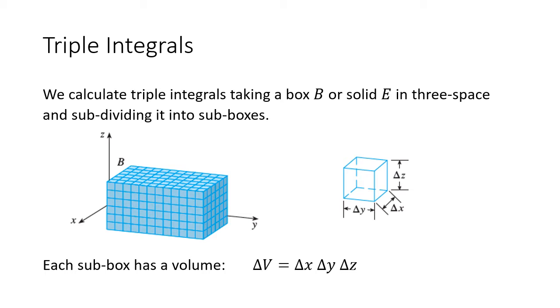So the main idea behind a triple integral is that we take some solid region or some box in 3-space, all right, and typically we represent our boxes with the variable capital B, or if it's just a general solid region, we denote it capital E. And it's very important to notice that I am saying the solid region E.